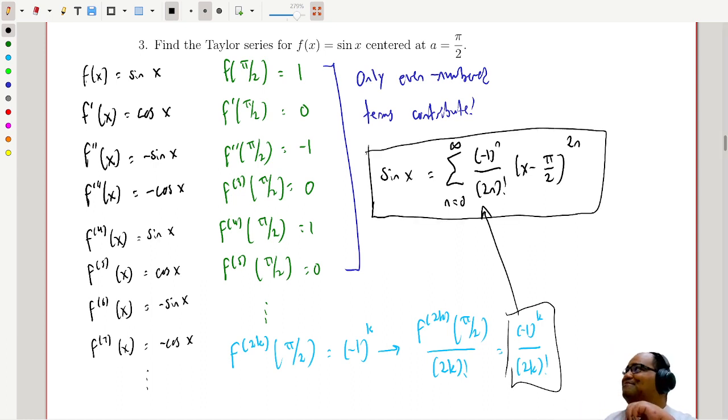Now, bonus points. What function is this really? See if you can figure that out using your trig identities. What is the sine of x minus pi over 2? Hint, hint, hint.